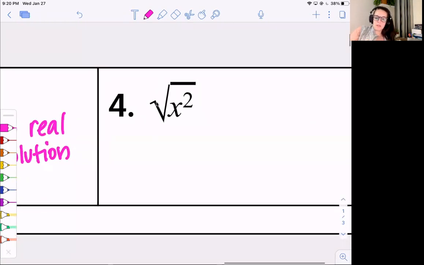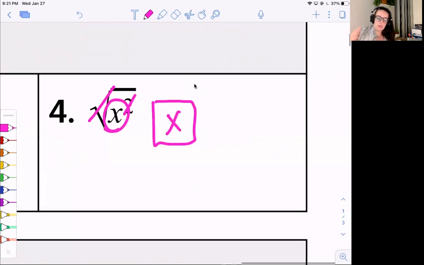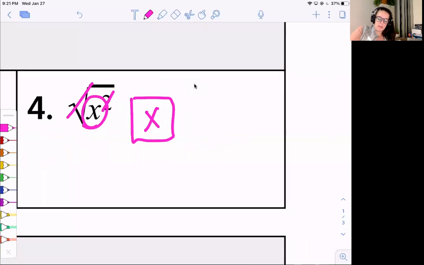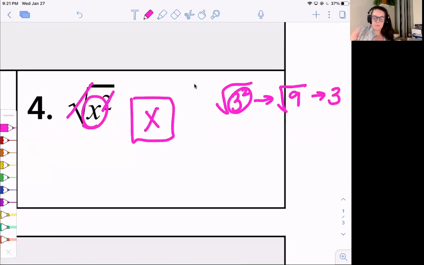And then number 4, this is just the idea that if you have a number that's being squared and you're taking the square root of that, the square root and the square will cancel and leave you with just the number that you started with. So in this case, x. If you think about this a different way, you might think, okay, what's the square root of 3 squared? You could say, okay, 3 squared is 9. And what's the square root of 9? Oh, it is 3, right?